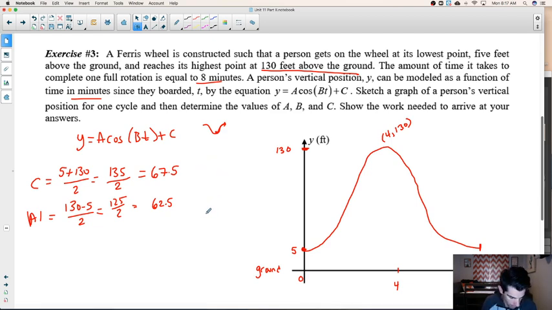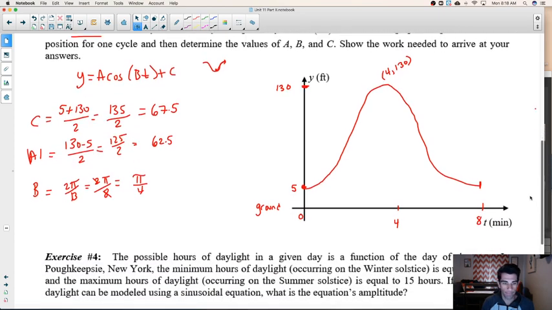And then our final value is going to be our frequency. Now, they're telling me it took 8 minutes to complete, right? It's going to take 8 minutes to complete this. So it's going to be 2 pi over b, 2 pi over 8, or pi over 4, because 2 over 8 is 1/4. And there is your a, your b, and your c value. See, it doesn't have to be super difficult.